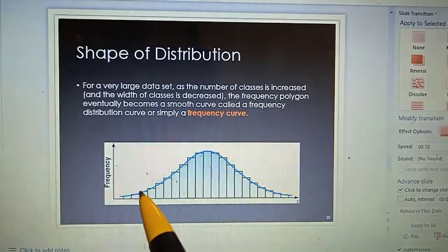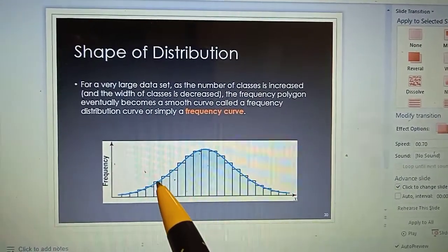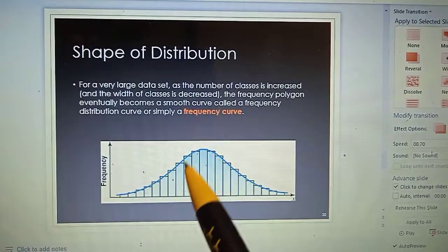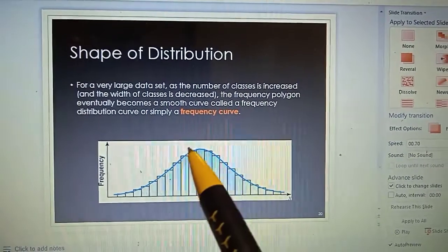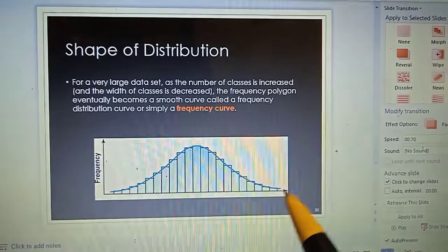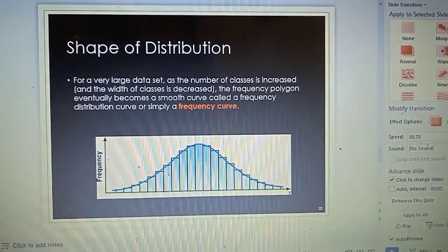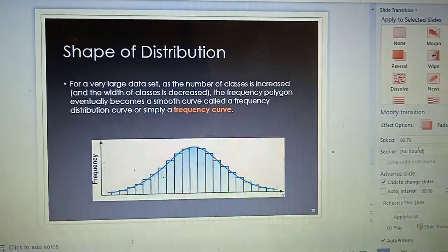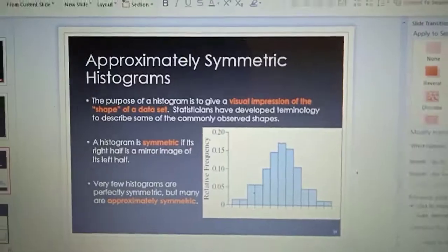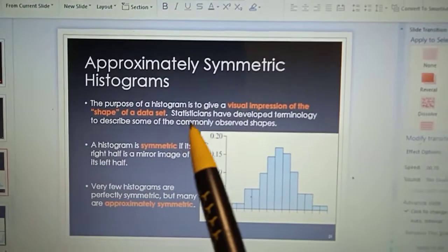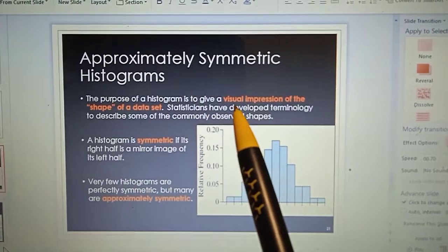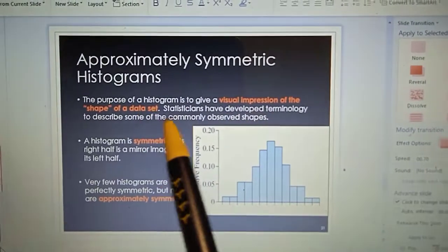So we connect from one midpoint to another midpoint, so we are able to get a curve. This is called a frequency distribution curve, or distribution curve, or frequency curve. The purpose of a histogram is to give a visual impression of the shape of a data set.